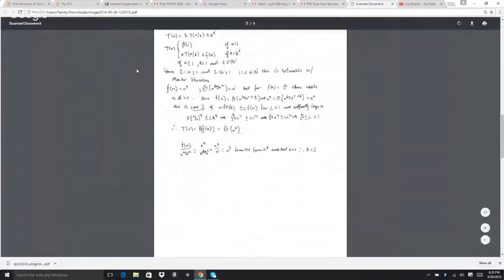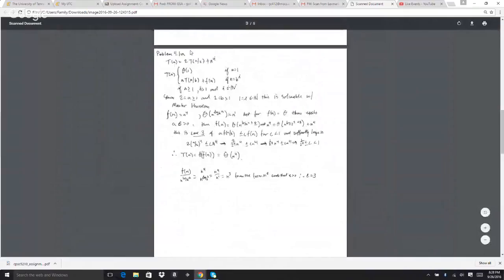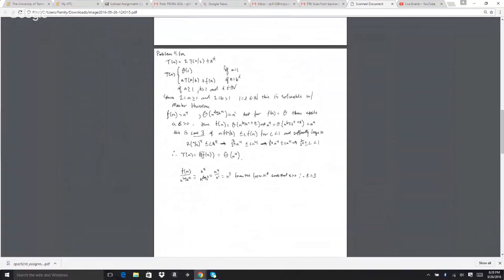So on problem 4.1a, we have another runtime to evaluate and give an asymptotically tight bound. So T of n is equal to 2 T of n divided by 2 plus n to the 4. Again, this is the form that we have to evaluate every time for the master theorem. Ask if these conditions hold. If they do hold, then we can proceed on. If not, it is simply not solvable by the master theorem.